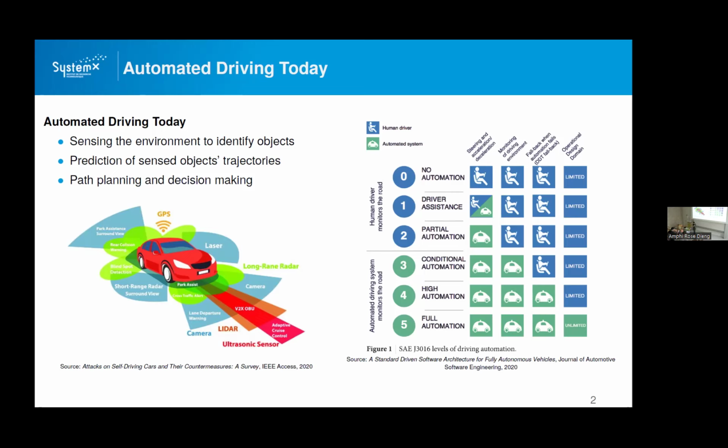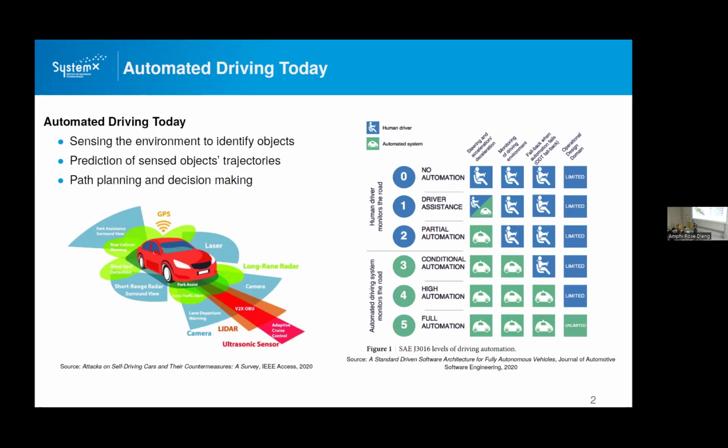On the right side, you have a scheme which is taken from the SAE, which is the normalization body for automotive in the US, that gives you a classification of what we can refer to as automated driving. So you have six levels, the first being no automation whatsoever, and they are classified depending on the capability of the functionality that you can automate. So the easiest one is steering and acceleration and deceleration. The second one is the monitoring of the environment. And the final one is the operational design domain. So you build systems that are able to operate in an automated way, but within a specified domain only.